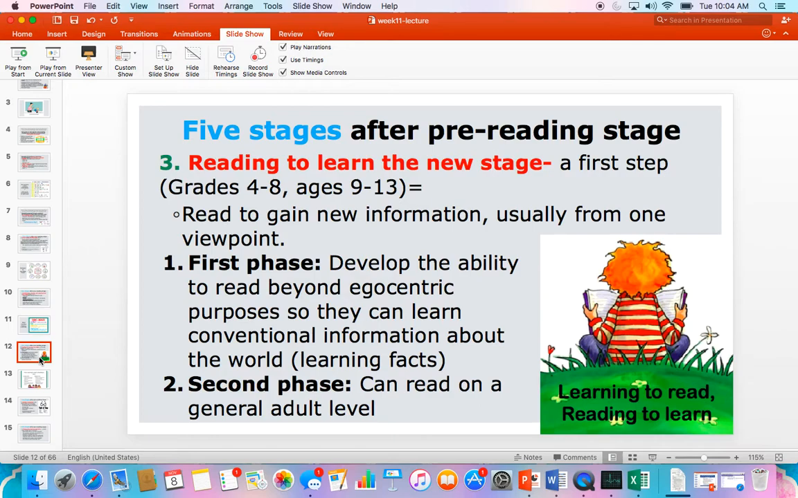The first phase of stage 3, pardon me. So this is stage 3, and the first phase, or part A, is develop the ability to read beyond egocentric purposes so they can learn about information. So this may be just reading about facts, right? Like maybe they're reading a book about frogs, and they're learning all kinds of facts about frogs. The second phase can read on a general adult level. So this is where we go from learning to read to reading to learn, if that makes sense.